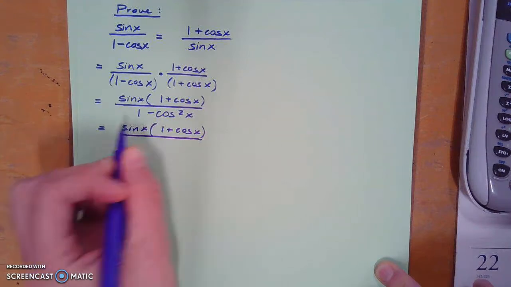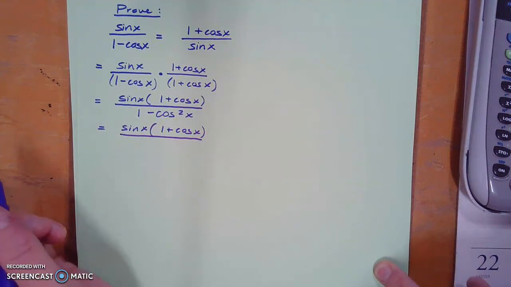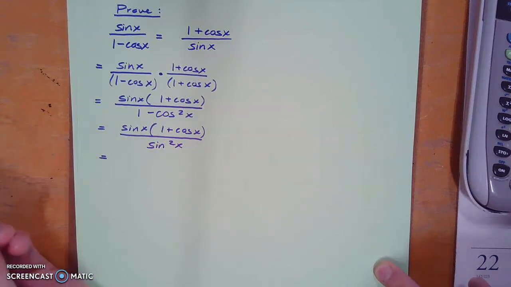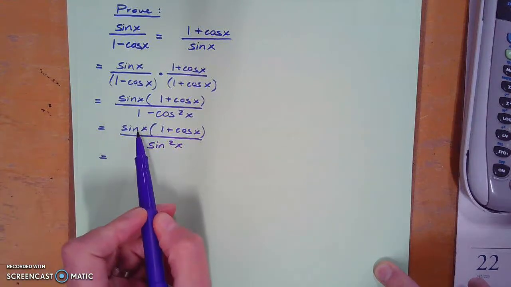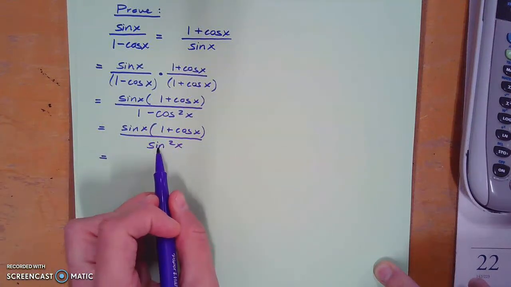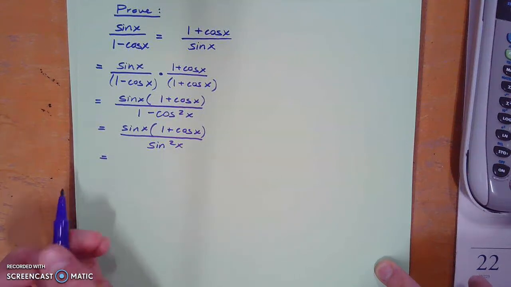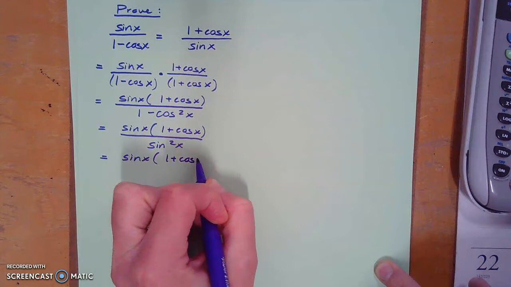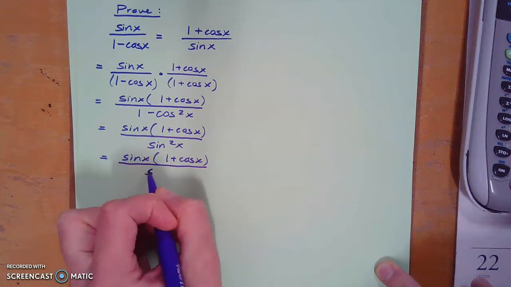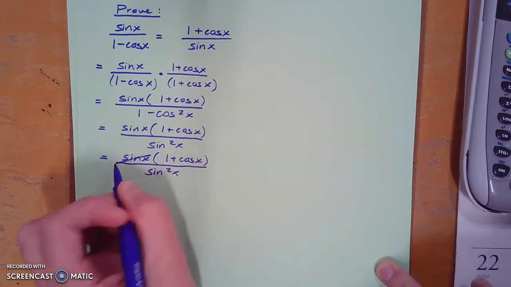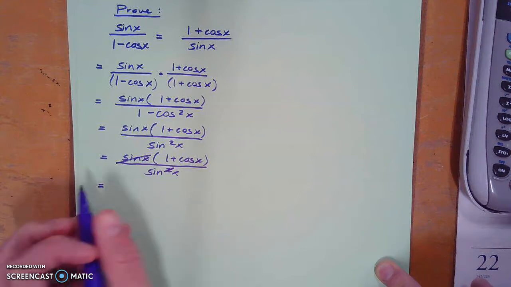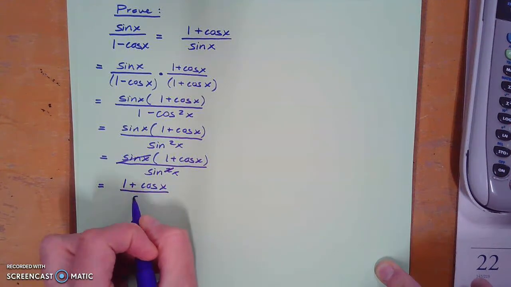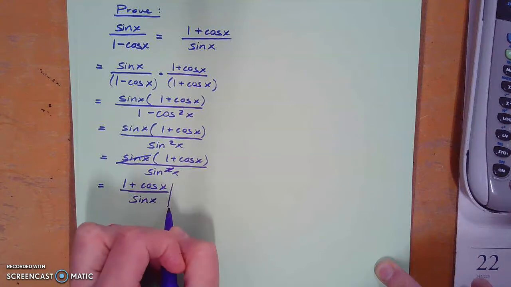And then we know by the Pythagorean identity, 1 minus cosine squared is equal to sine squared x. So then, what happens? The numerator has a factor of sine of x. The denominator has 2 factors of sine of x. So we'll be able to cancel a common factor of sine of x in the numerator and the denominator to give us what we're trying to prove. 1 plus cosine of x over sine of x.